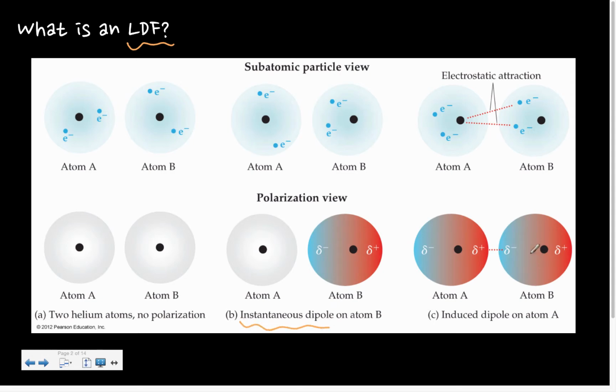And then that one induces a dipole on its neighbor, this one induces a dipole on its neighbor, and we get a series of induced dipoles. So the way that we describe an LDF is that an instantaneous dipole in one atom then induces a dipole in its neighbor, and then we get this network of instantaneous and induced attractions within an entire species, okay?